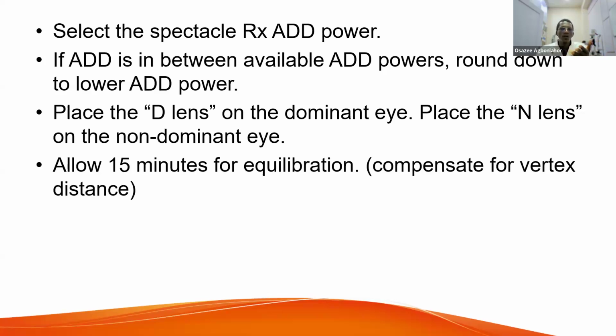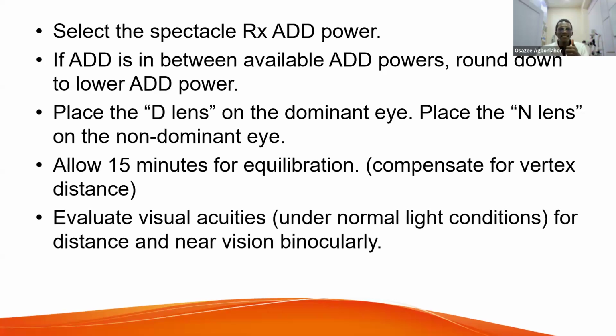Then of course you allow for stabilization. Of course you compensate for that distance and all of that. Measure visual acuity, we said, binocularly. Please, binocularly at first. If the patient is okay when you do binocular vision, both at distance and near, the patient reads 6/6 at distance, and of course reads 6/6 at near. Perfect. Then your job is done.